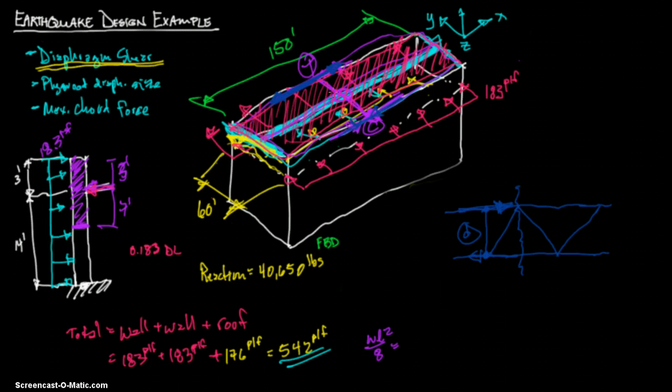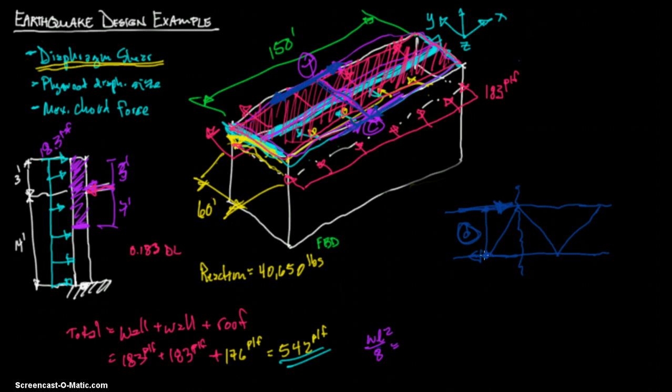We want to figure out what our moment is, and you can find your moment based on WL squared over 8, since it is a uniformly distributed load. Then you divide it by this D, which in our case is 60 foot, because remember this is our D right here. So let's figure that out, and you're going to get the compression or tension force.